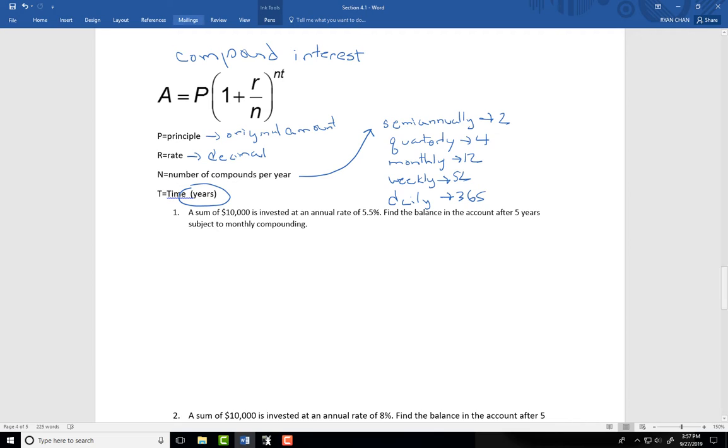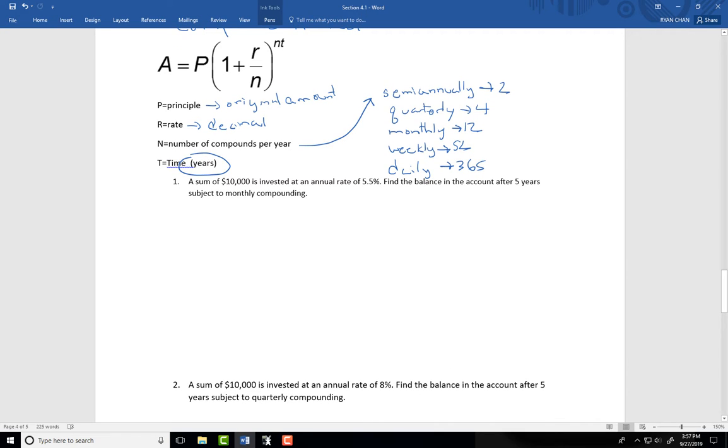So the idea is that we have a sum of $10,000. So P is my 10,000. You originally have $10,000 and you're putting that in an investment, or you're putting it in a bank. Your R is 0.055 because that's your percentage. Notice it says monthly compounding, so my N is 12 and my T is 5.